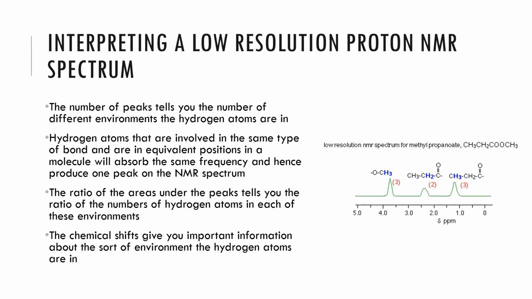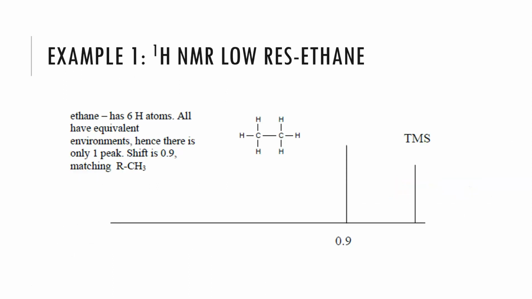So let's look at a couple of quick low resolution proton NMR. Essentially in an NMR, the number of peaks tells you the number of different environments of hydrogens that there are. If they are connected differently, they are a different environment. Okay, and then what we call the integral ratio gives us the area under the peak, and that gives us the relative number of hydrogens in each environment. And then the chemical shift can give us information about the type.